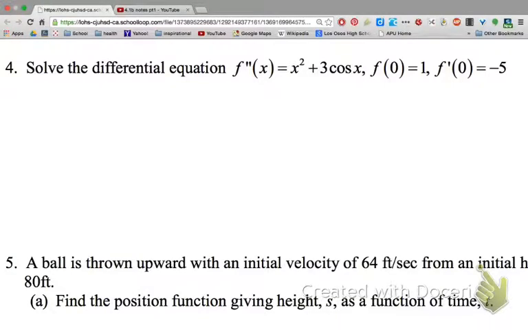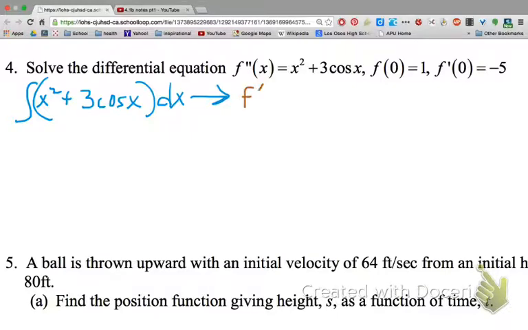So now we're going to kick it up a notch. And notice we're starting with the second derivative. So the first thing I'm going to have to do is integrate the second derivative. And when I do this, it's going to get me back to where it came from, which of course will be the first derivative.